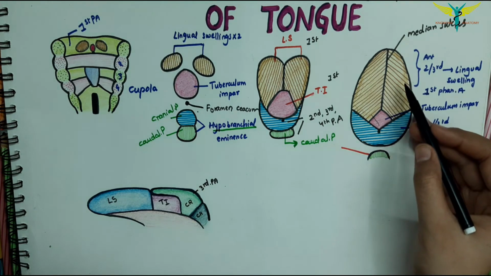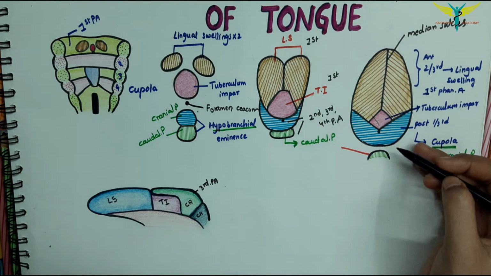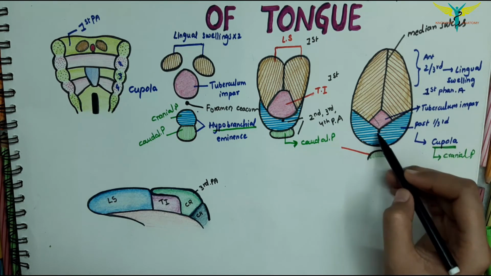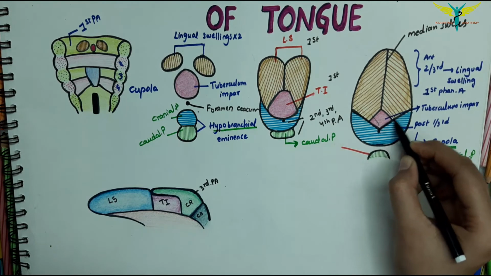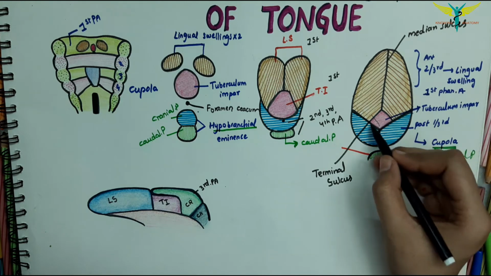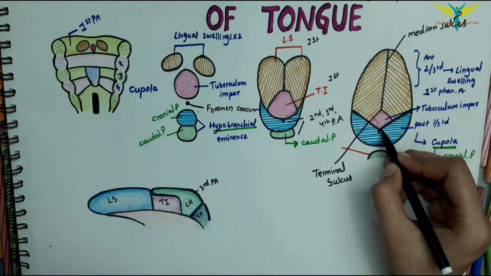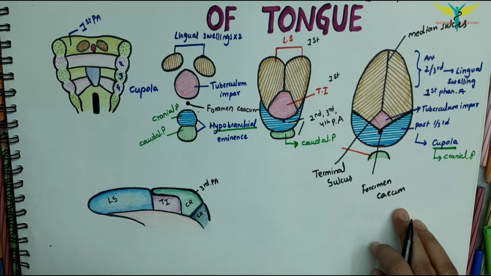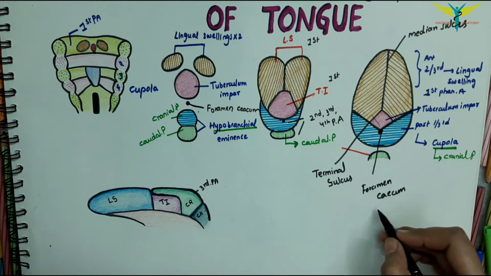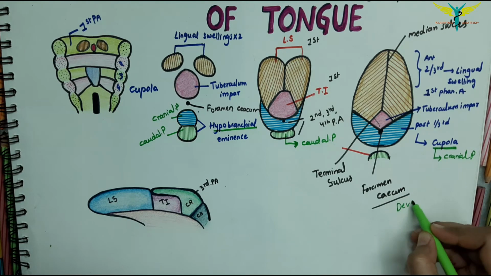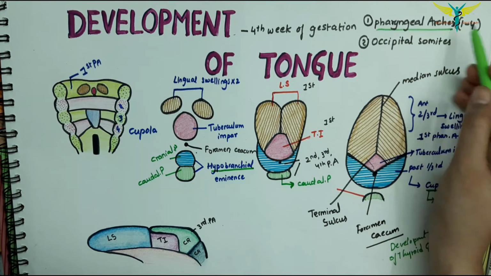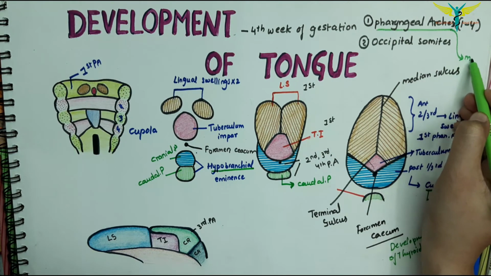The anterior 2/3 and the posterior 1/3 of the tongue fuse to form a V-shaped groove that is known as the terminal sulcus. At the center of this groove is the foramen cecum. This foramen cecum is a pit, and it represents the place of origin of the thyroid gland. This is all about the pharyngeal arches that turn into the mucosa of the tongue.